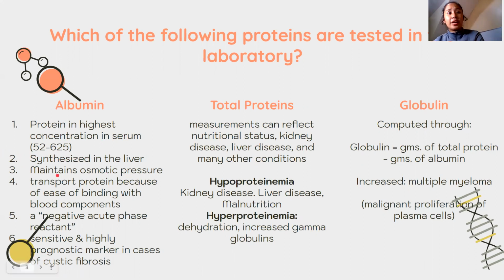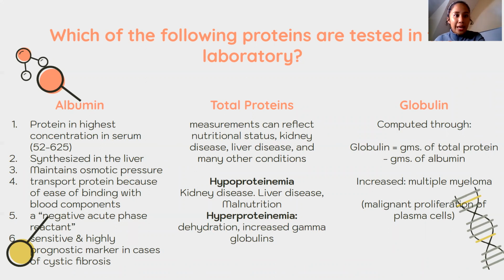Your albumin is very important in maintaining osmotic pressure. It's a transport protein. It's a negative acute phase reactant. When there is inflammation, usually acute phase reactant proteins are the ones that increase, when there is inflammation or infection. But opposite to that, with albumin, when there is infection or inflammation, albumin decreases. That is why it is called a negative acute phase reactant. So don't forget, if there is infection or inflammation, albumin will decrease.